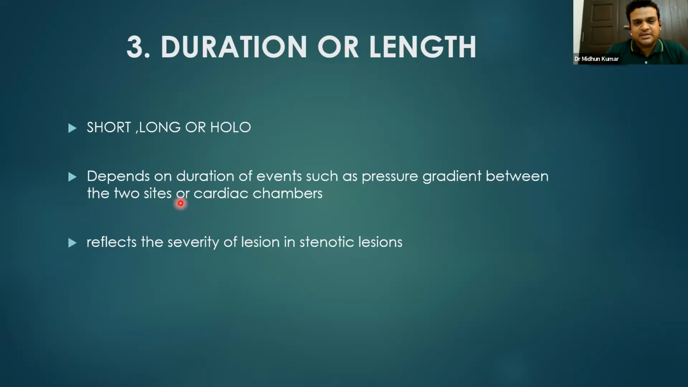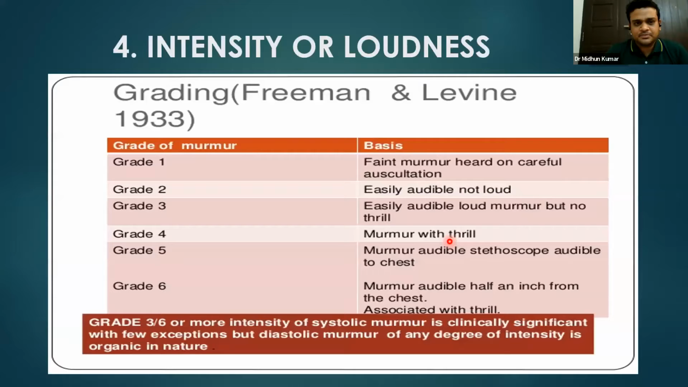As I already said, it depends on the duration of events such as the pressure gradient between the two sides or any cardiac chamber, and it indirectly reflects a severe lesion. I mean, not only a stenotic lesion; in the case of a regurgitant lesion also, it indirectly helps to assess the severity of the lesion.